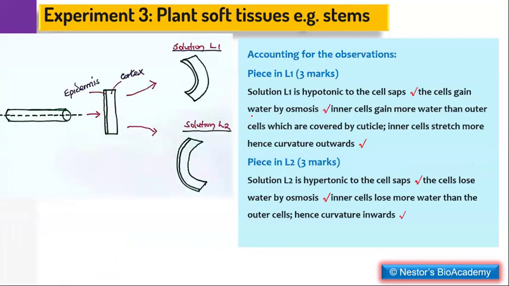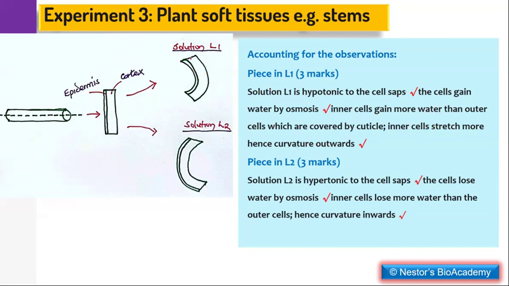Then you can also be asked to account for the observations made here. For these observations to be made, for the piece in L1 to curve outward, it will mean that solution L1 was hypotonic to the cell sap, correct? So the cells gained water by osmosis, but the inner cells gain more water than the outer cells. So the inner cells will stretch more than the outer cells, hence the curvature outwards.